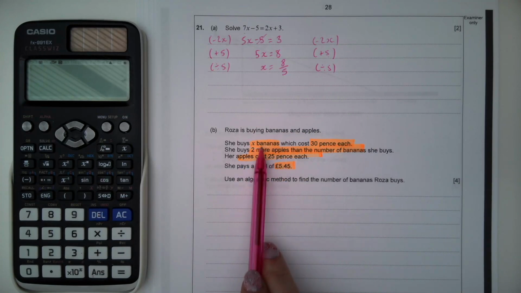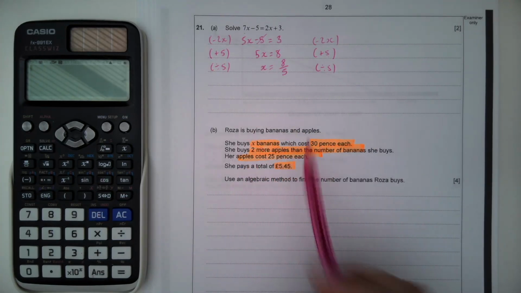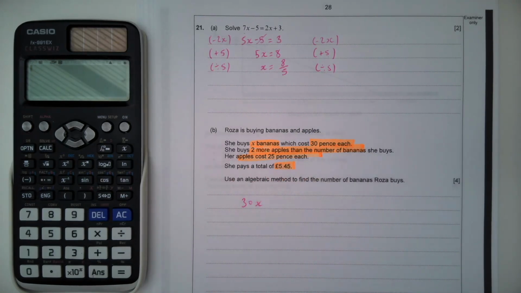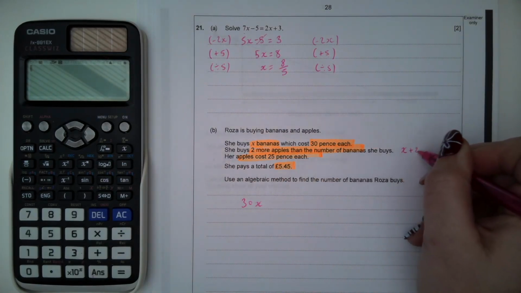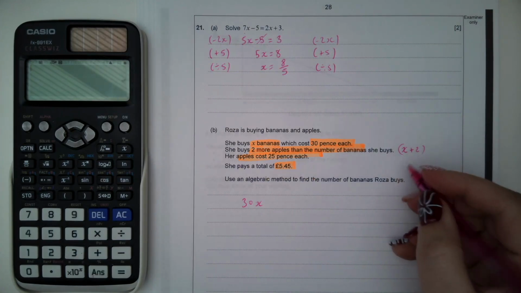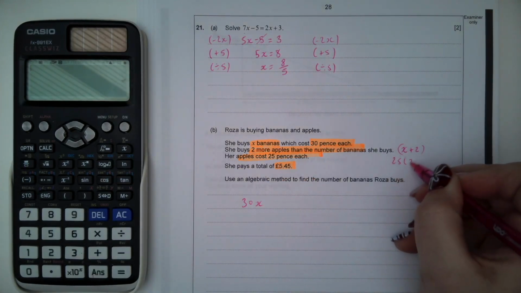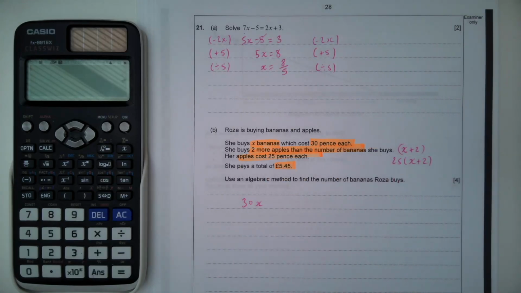Okay, so she buys x bananas at 30 pence each. So the cost of her bananas in total would be 30x. She buys 2 more apples than the number of bananas she buys. So we could represent that as the number of bananas plus 2. And her apples cost 25 pence each. So the total cost for apples would be 25 times the x plus 2. So 25 times the number of apples.